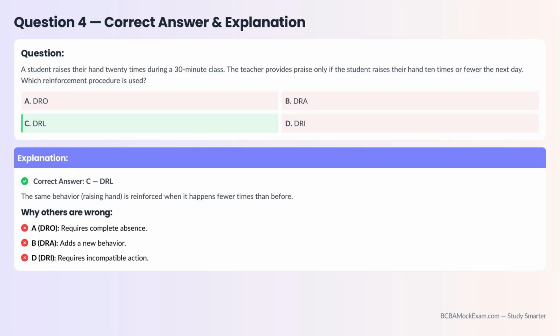We're reinforcing the same response, hand raising, only when its frequency drops from 20 times to 10 or fewer within a 30-minute period. Option A, DRO, would require the student not to raise their hand at all, which we clearly don't want. Option B, DRA, would involve teaching a new alternative behavior, such as saving questions for the end on a note card. Option D, DRI, would call for a physically incompatible response, which this question doesn't describe. So anytime the exam is telling you, same behavior, but fewer times, think DRL.